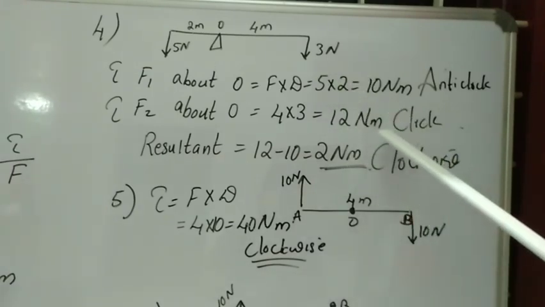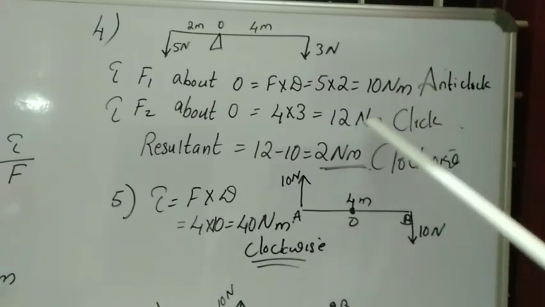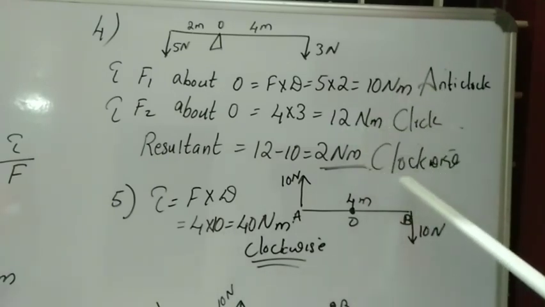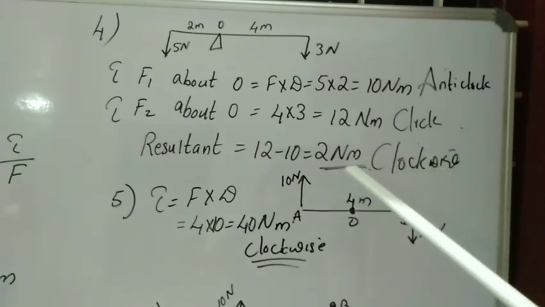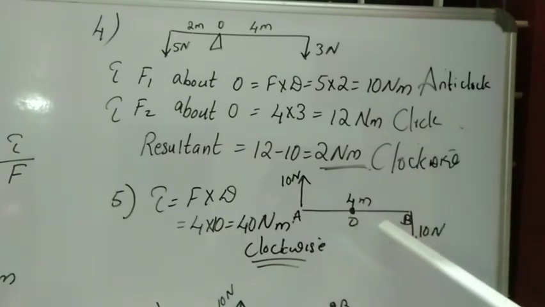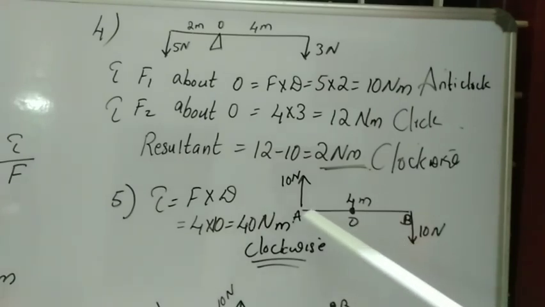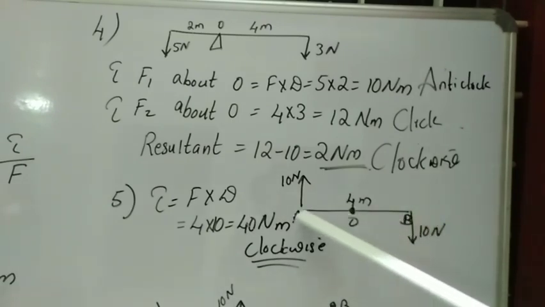Which one is more torque, clockwise or anti-clockwise? Obviously you can see clockwise moment is more. So the object will also turn clockwise. So the resultant moment is 2 Newton meter clockwise. Next, question number 5. Here also you can see midpoint O, here one point A, point B. The total length is given 4 meter. And here you can see the force applied here is in upward direction.